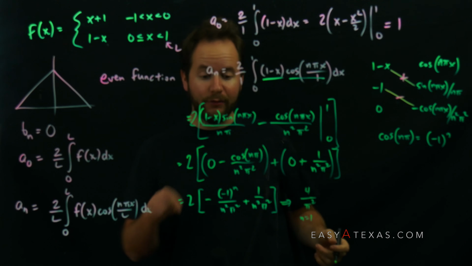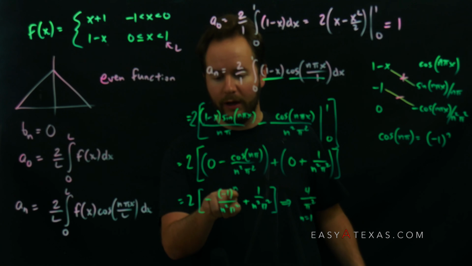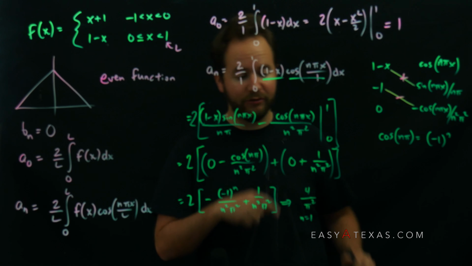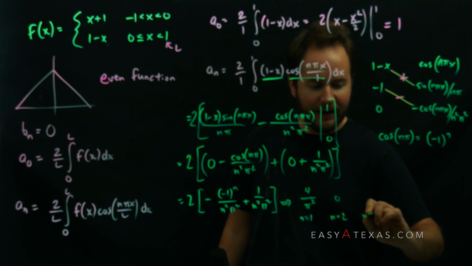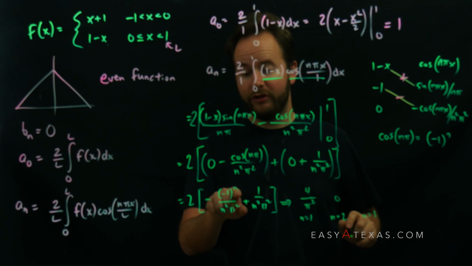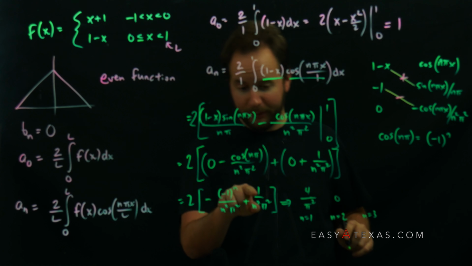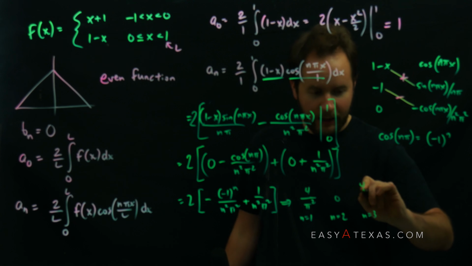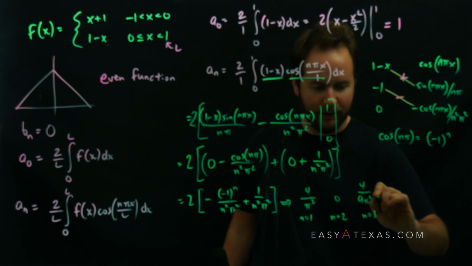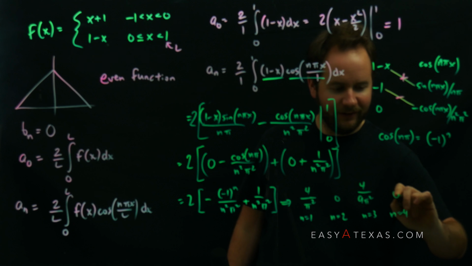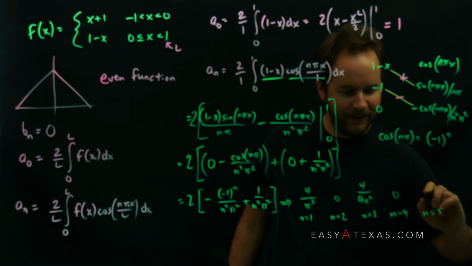When I plug in n equals 2, I get (-1) squared, which is 1, times negative 1 is negative 1, but plus 1 is 0. So when I plug in n equals 2, I get 0. When I plug in n equals 3, (-1) cubed is negative 1, times negative 1 is 1, plus 1 is 2, times 2 is 4, and in the bottom I get 3 squared, which is 9, so I get 4 over 9 pi squared. When I plug in n equals 4, I get 0. When I plug in n equals 5, I get 4 over 25 pi squared.